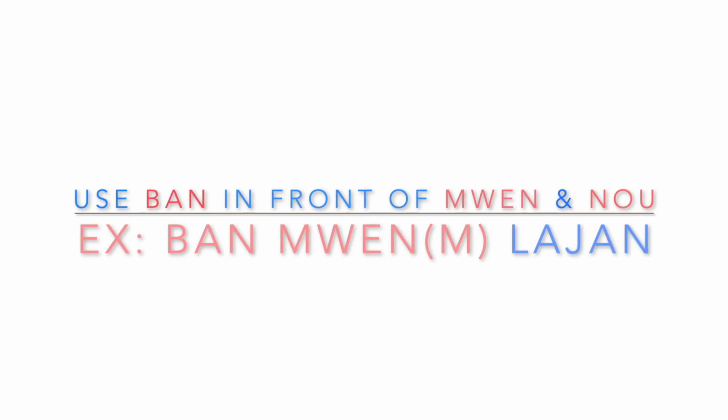You're supposed to use ban in front of those two pronouns, mwen and nou. Mwen, as you can notice, is the first person singular, which is I, me. The contracted form is m, which is the am. And the plural is nou, and the contracted form is n, which is an. So, for example, ban mwen lajan. Give me money. Or you can say, ban m lajan. And the plural would be, ban nou lajan.